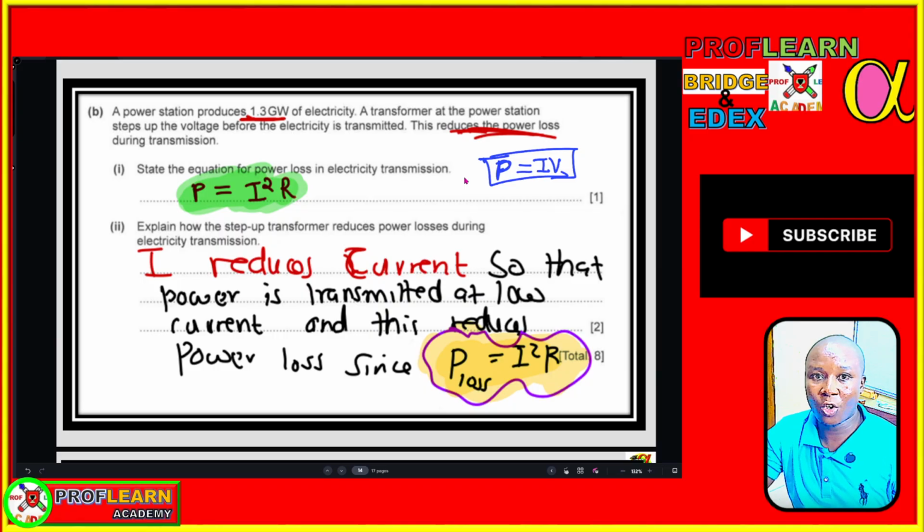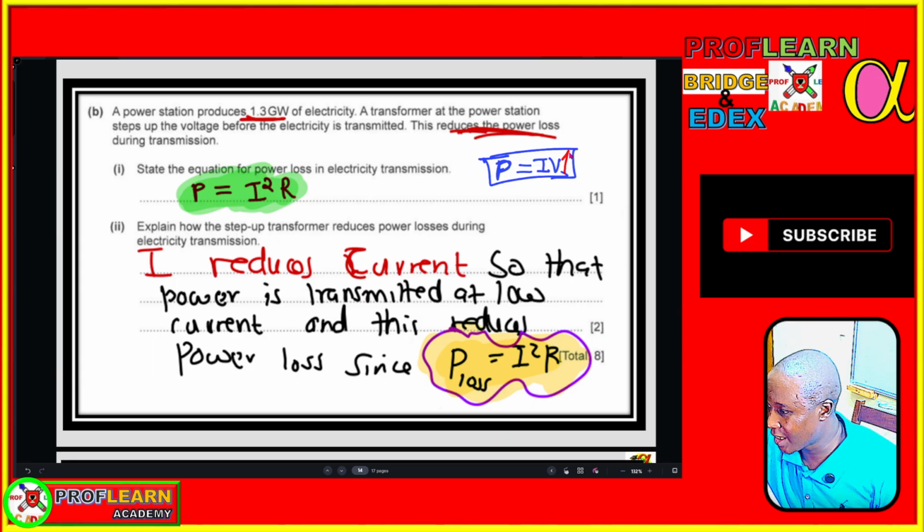So voltage is the only thing affected, meaning it is increased, but the power of that current that is going to be transmitted stays the same. So if the voltage is increased and the power has to stay the same, then current must decrease so that power can remain the same. I don't know whether you are getting me. When electricity is generated, it has some value of power. So if you increase voltage, power has to remain the same, then current must reduce.